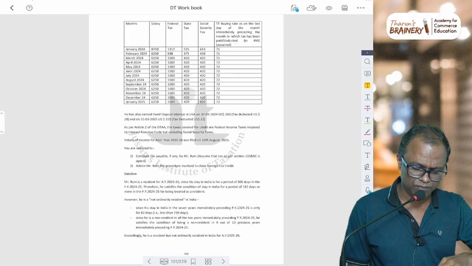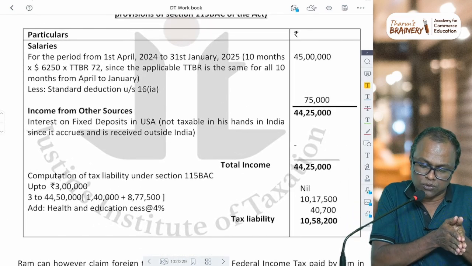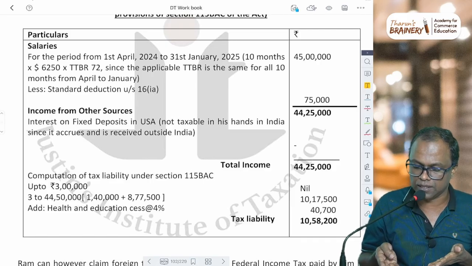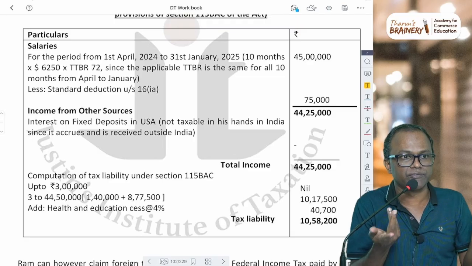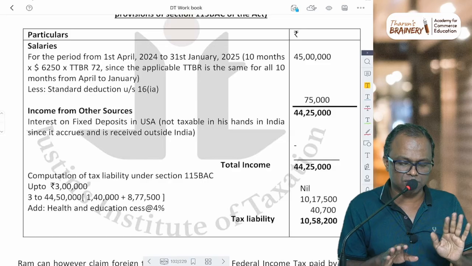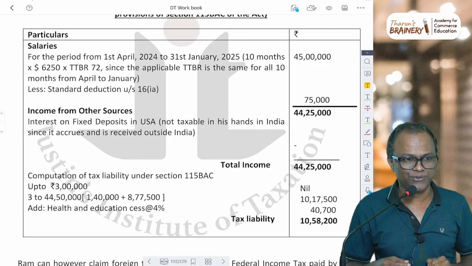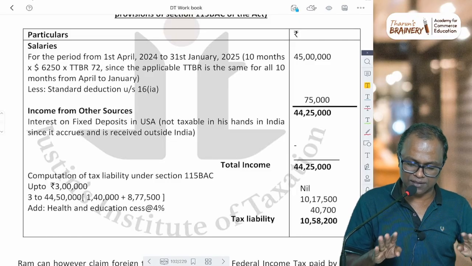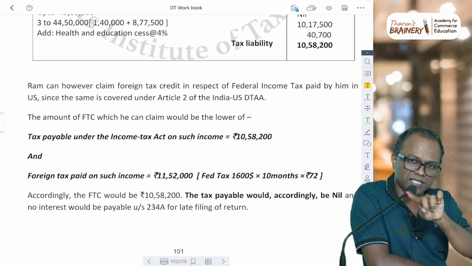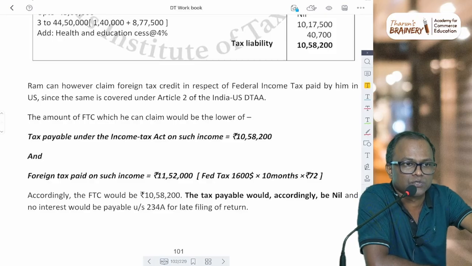How much? 11 lakh 52,000. See, 10 lakh 58,200 or 11 lakh 52,000, whichever is lower. So the entire 10 lakh 58,200, which is the lower, you can claim as relief. So tax payable is 0. We cannot claim any refund, right? So tax payable will be a maximum of 0. That is why they say whichever is lower. There is no possibility of negative. So 10 lakh 58,200 is the relief, and that relief can be claimed. So tax payable will be nil. As his tax payable is nil, 234A interest is not applicable, even though the return is belated, right? So no 234A interest.